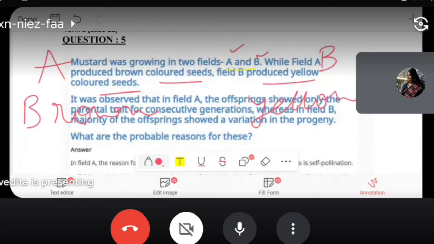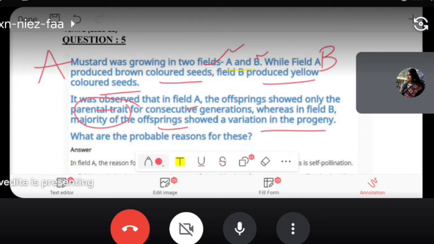Okay, it was observed that in field A the offspring showed only the parental trait for consecutive generations, whereas in field B the majority of the offspring showed a variation in the progeny. Means in field A all the offsprings which are growing, their characteristics are coming from their parents. That's why they are parental traits. And in field B the majority of the offspring showed a variation. Means in field B the offsprings are showing some different characteristics from their parents.